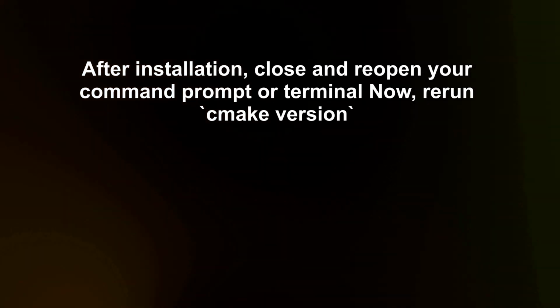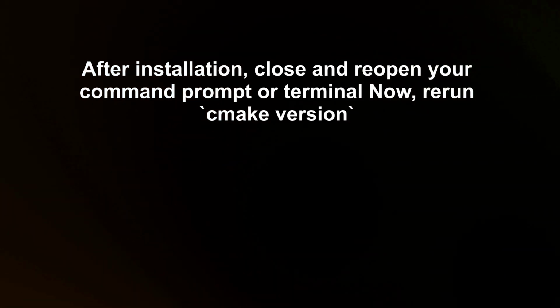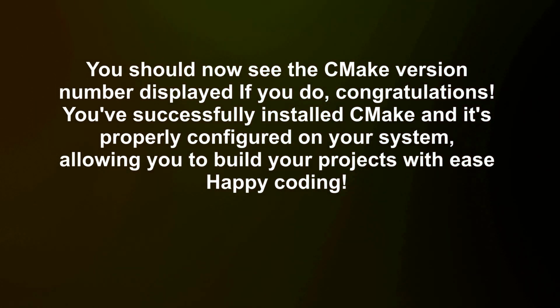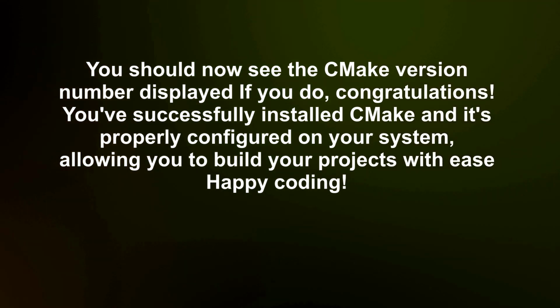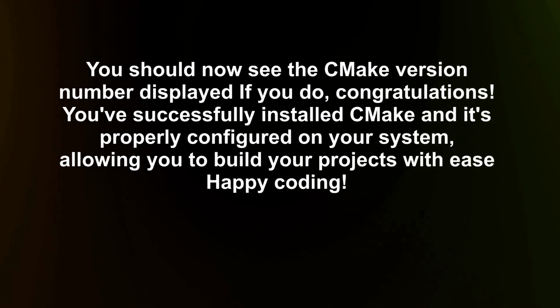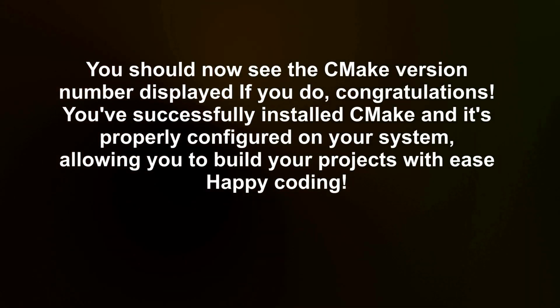After installation, close and reopen your command prompt or terminal. Now, rerun cmake --version. You should now see the CMake version number displayed. If you do, congratulations! You've successfully installed CMake and it's properly configured on your system, allowing you to build your projects with ease. Happy coding!